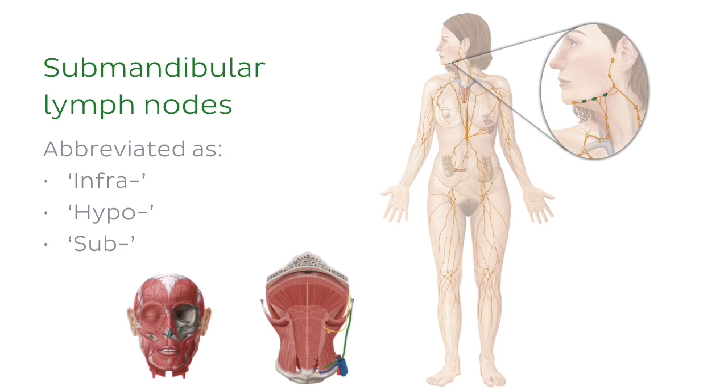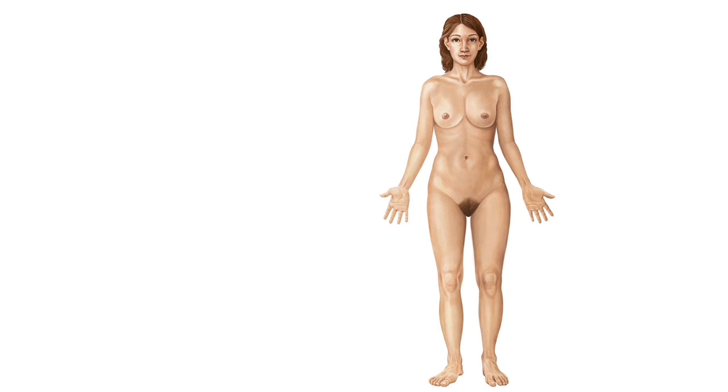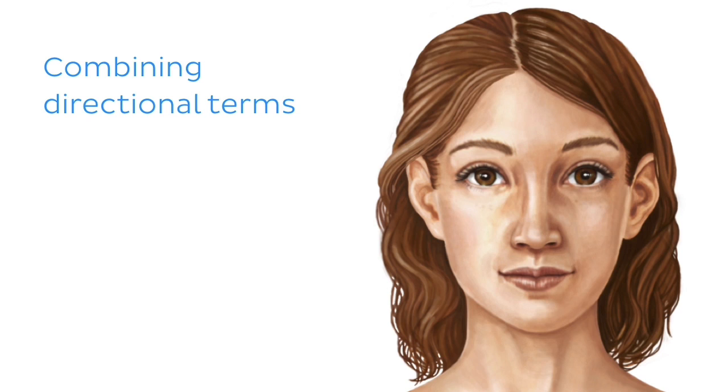So now that we've learned about some of the major directional terms, there's something important I want to take note of before we continue on. When we examine the position of one structure to another, using one directional term is often not enough to describe the location of whatever we're looking at. For instance, if we look at an interior view of the face and wanted to describe the position of the ear relative to the mouth, how would we do that?